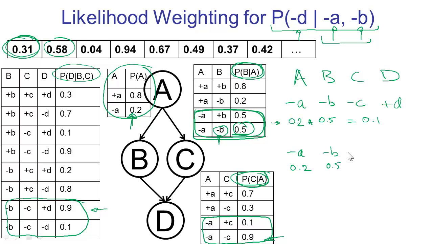Moving on to C. C is sampled because it's not an evidence variable. The parent of C, A, is minus A, so it's this part of the table again. We have 0.04. This maps to plus C.